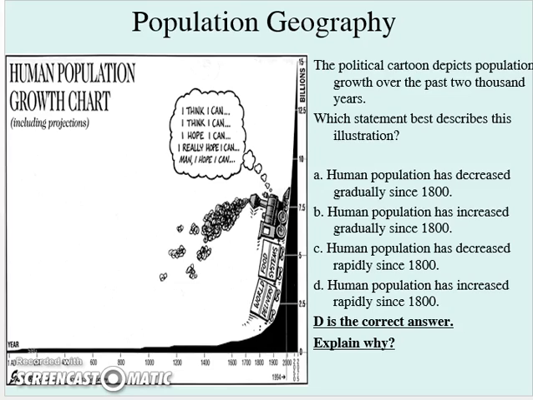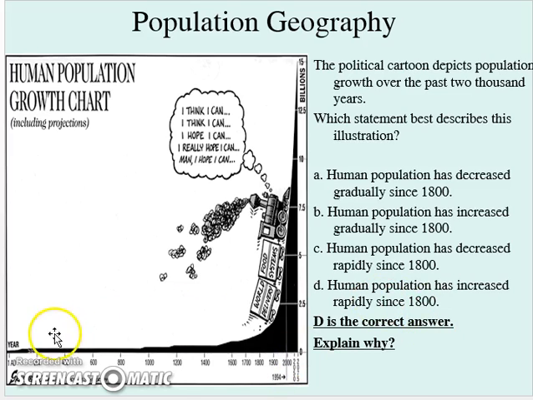Well, would you say that human population has decreased gradually since 1800? Or would you say that human population has increased gradually since 1800? Would you say that human population has decreased rapidly since 1800, or that it has increased rapidly since 1800? Sorry. And so the answer is D.